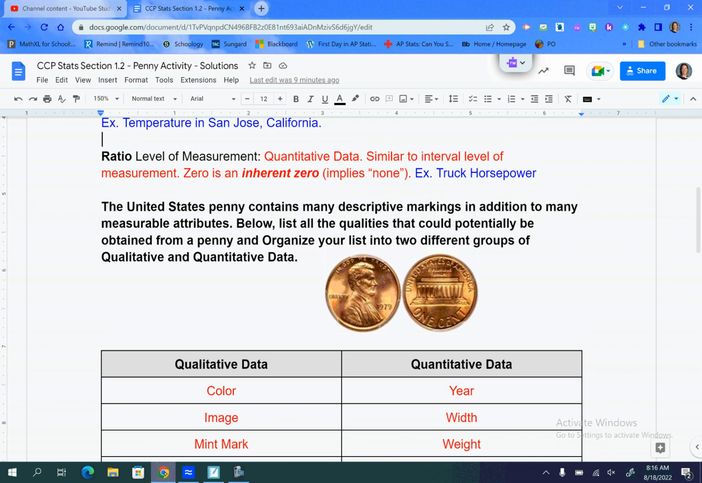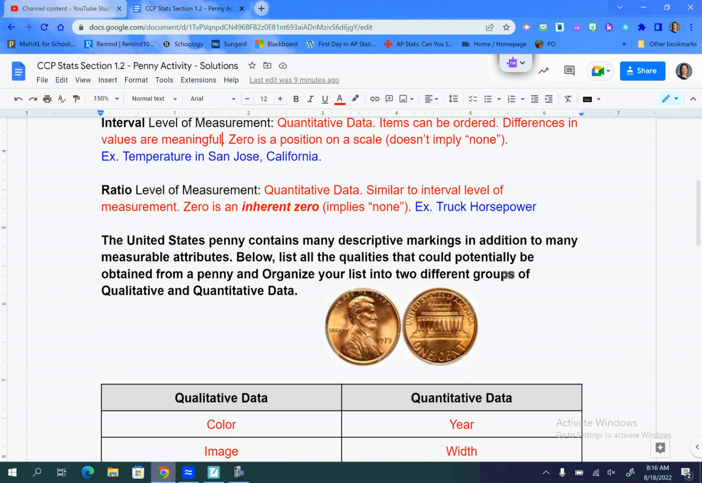I don't know if you guys wrote that down or not. An inherent 0 means that it means none. Okay, so if I say the truck has 0 horsepower, it means it has no horsepower. So if you're not sure between interval and ratio, think about what that 0 represents. Does it represent a position on the scale, or does it represent nothing? Okay. Questions on the definitions?